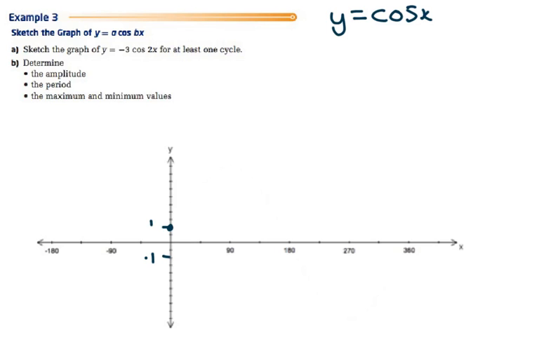Then we have a point at 90, 0, 180, negative 1, 270, 0, and 360, 1. So it has the same basic shape as a sine function, it's just been shifted like so.